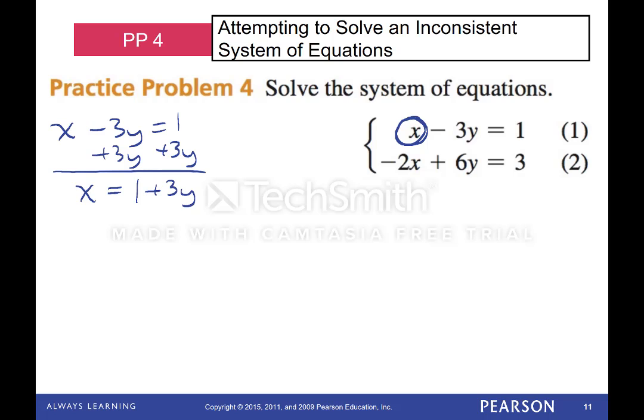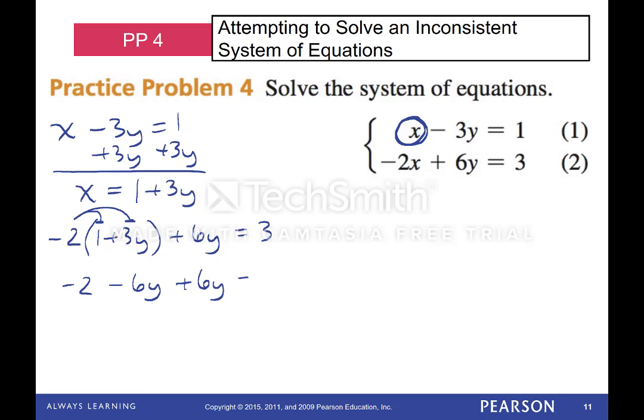All right, I'm going to start rewriting the second equation. When I get to x, I'm going to substitute 1 plus 3y into the mix right there. So how about this? Negative 2 times 1 plus 3y, plus 6y equals 3. All right, distributing the negative 2 over, negative 2 minus 6y plus 6y is equal to 3. And then here's our little problem.